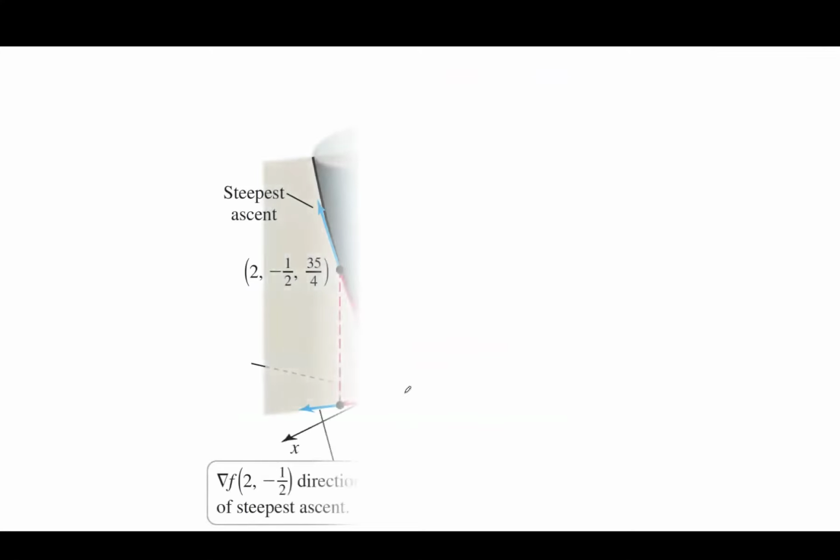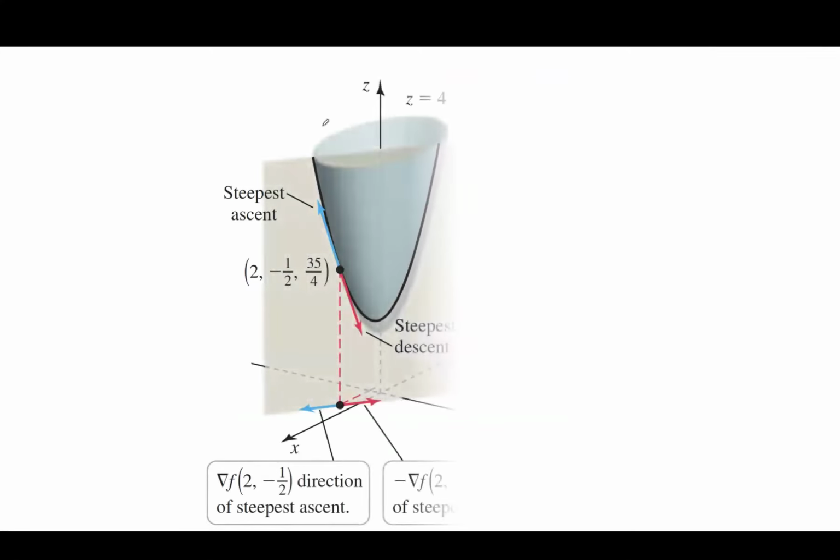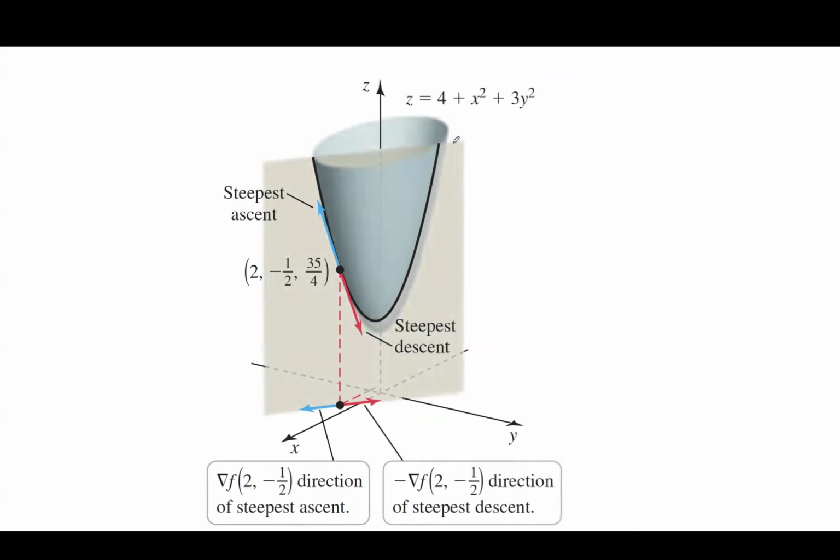You can visualize it this way as well. Here you have your paraboloid, z equals 4 plus x squared plus 3y squared, and at the point 2, -1/2, and 35/4, if you plug in 2 and -1/2 for x and y, z becomes 35/4. And here you have the steepest ascent, and in the opposite direction, you have the steepest descent. Next part of the question.